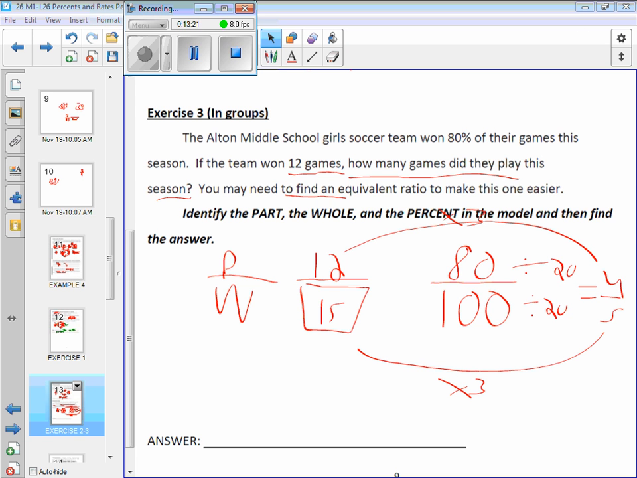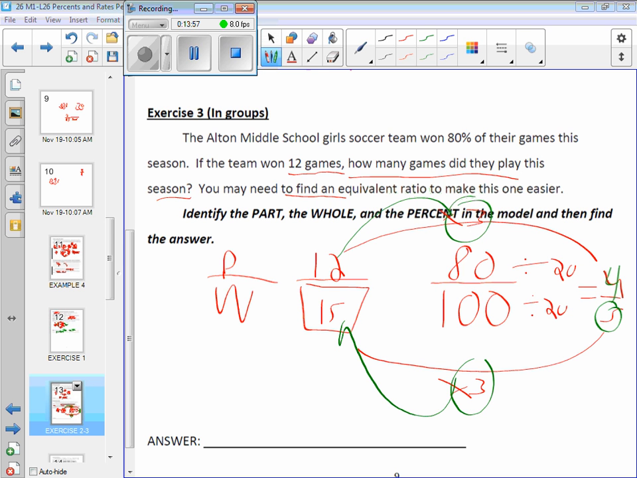I'll just kind of talk everybody through this. This is what he did. If you scale this down, if you divide by 2, that's going to get you to 40 over 50, and that still can't help us. If you divide them both by 10, you get 8 over 10, still doesn't help us. You had to go all the way to the value of the ratio, 4 to 5, in order to then make a connection and say, okay, 4 times 3 makes 12. 5 times 3 makes the total amount of games, which is 15, and that's your answer.